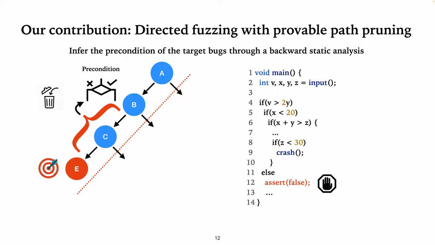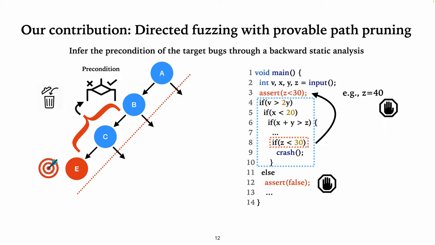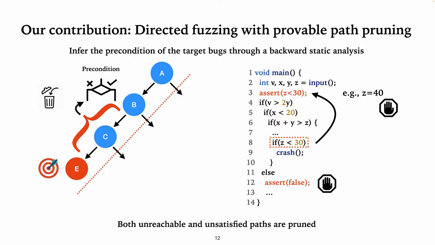More specifically, we can use the path condition at line 8 as the precondition and place it at line 3. Therefore, a new input such as Z equal to 40 can be rejected so that the fuzzer does not need to execute the program from line 4 to 8, which improves efficiency. Overall, both unreachable and unsatisfied paths are pruned.